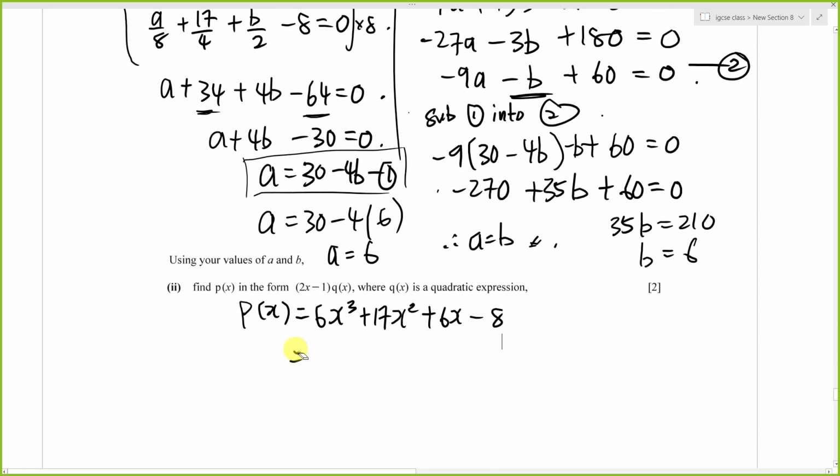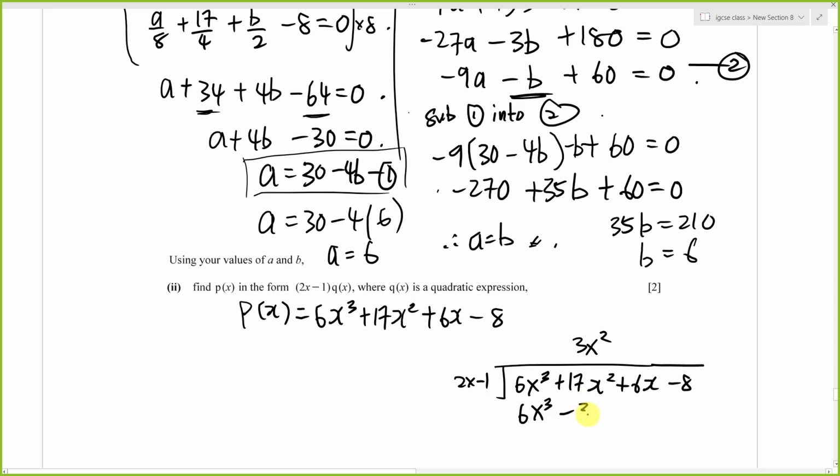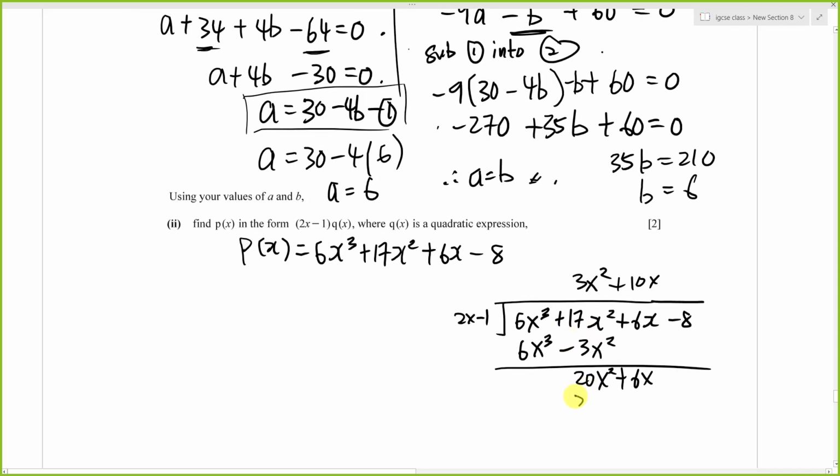So yeah, normally I don't like to think so much. I will just straight away do the long division. 6x cubed plus 17x squared plus 6x minus 8. So the first one will be 3x squared. So it will be 6x cubed minus 3x squared. So this one will be 20x squared plus 6x. So 10x here. So I have 20x squared minus 10x. So I should have a negative, oh no, positive. So I have positive 16x minus 8 here. So it will become plus 8 here, 16x minus 8.